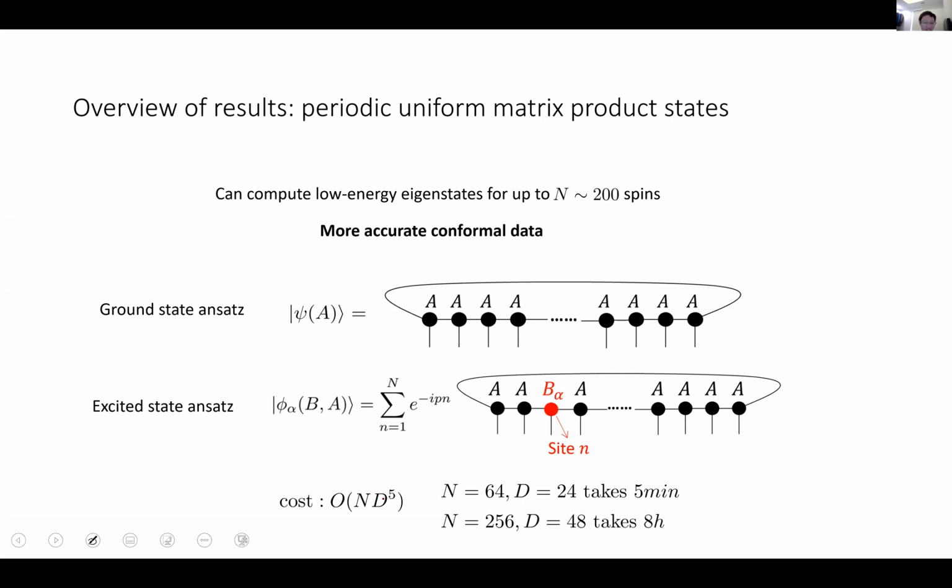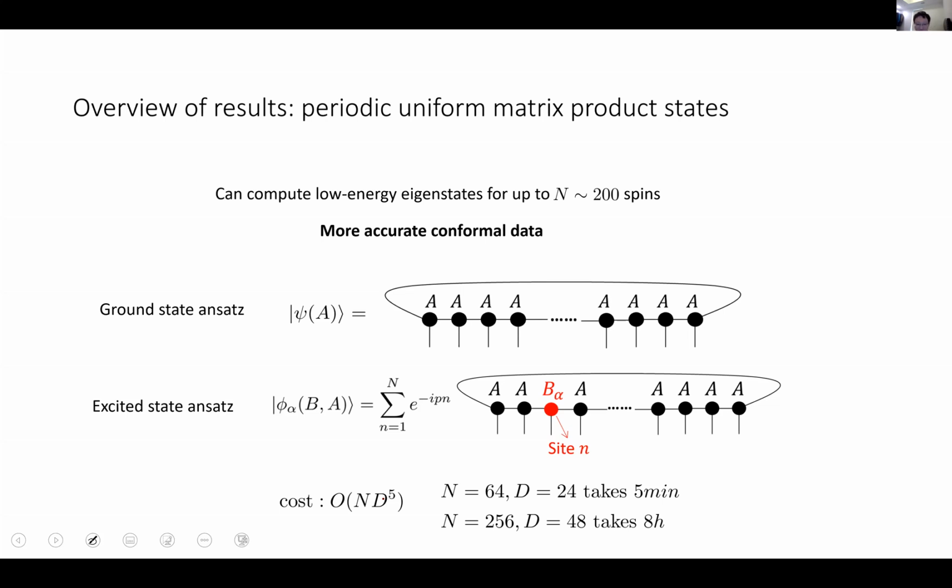These tensor networks are technical details, and I won't go into details in this talk. Just let me say that the cost of the whole procedure is proportional to the number of spins, and also polynomial in the bond dimension in these tensor network ansatzes.